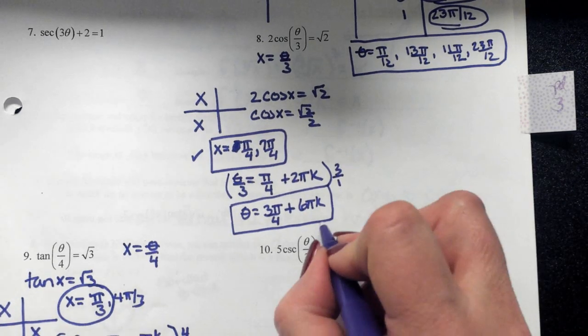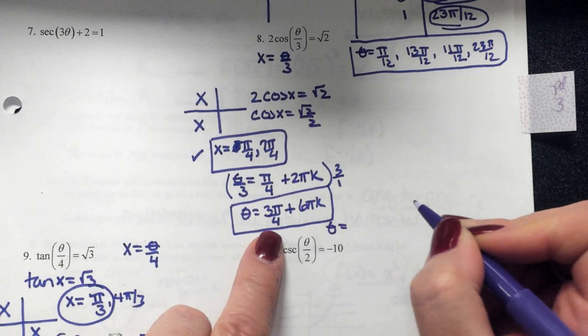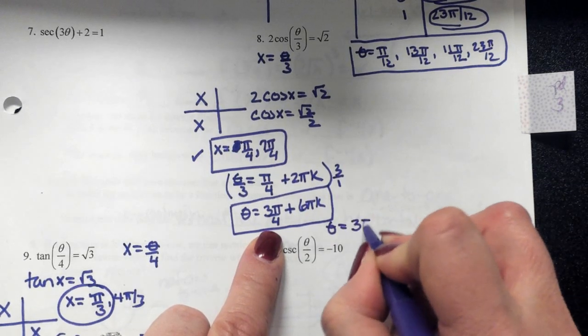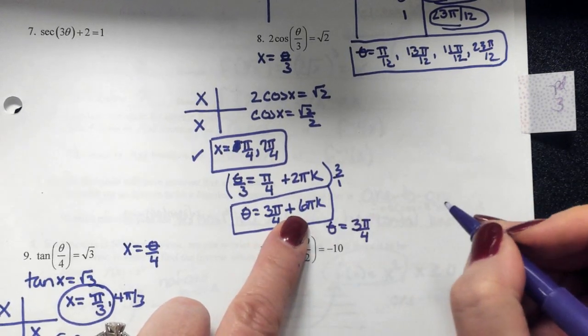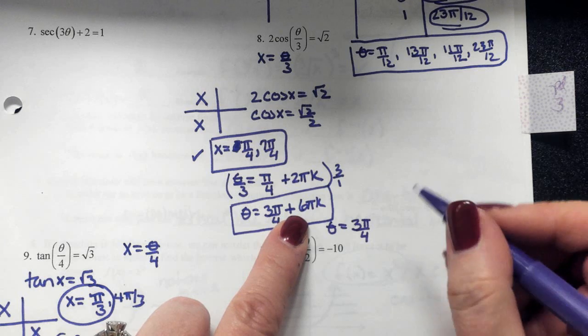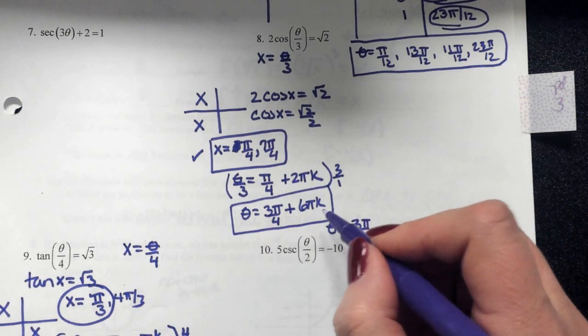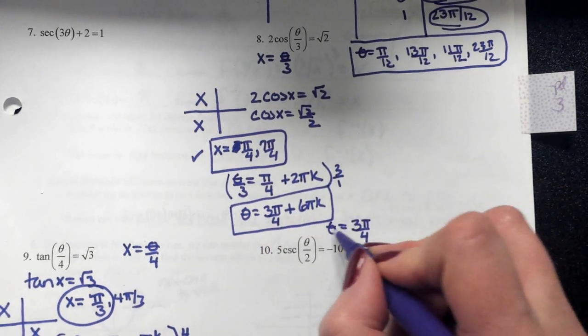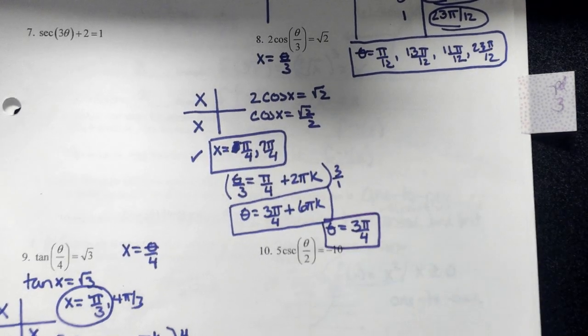So if I plug in 0 for k, what's my first angle going to be? 3 pi over 4. What happens if I plug in a 1 for k? Am I going to get an angle greater than 2 pi? Yes. So I can stop at 3 pi over 4.